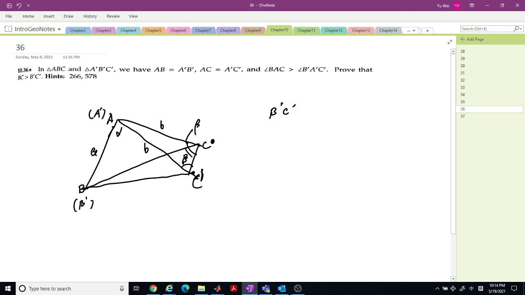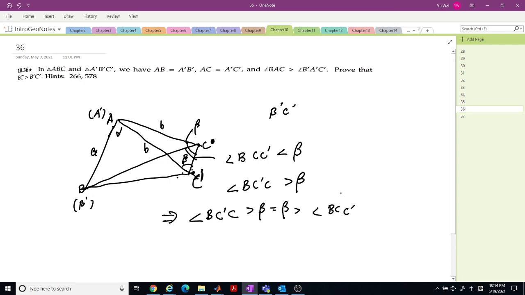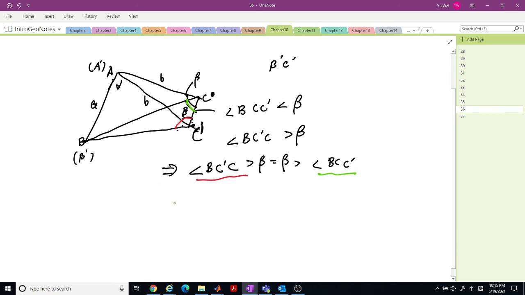So now we have this angle: the angle BCC prime is less than beta, right? And the angle BC prime C, that's this angle, is greater than beta. So angle BC prime C is greater than beta, which is greater than angle BCC prime. That means angle BC prime C will be greater than this angle. According to the rule that a bigger angle has a longer opposite side, BC will be greater than B prime C prime.